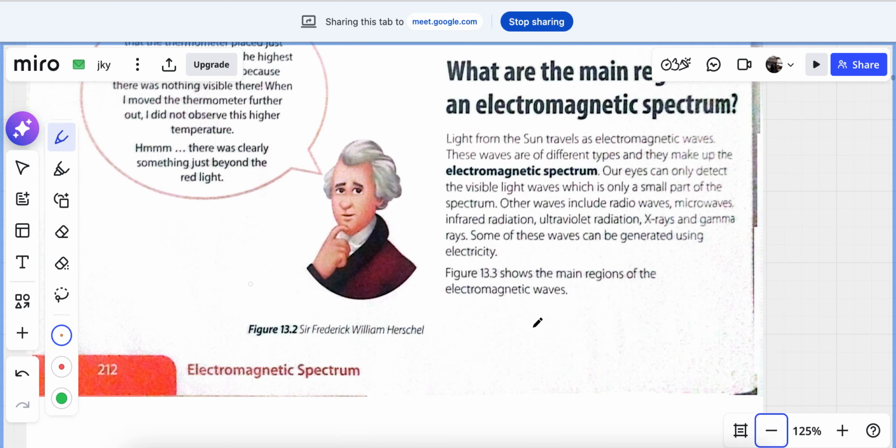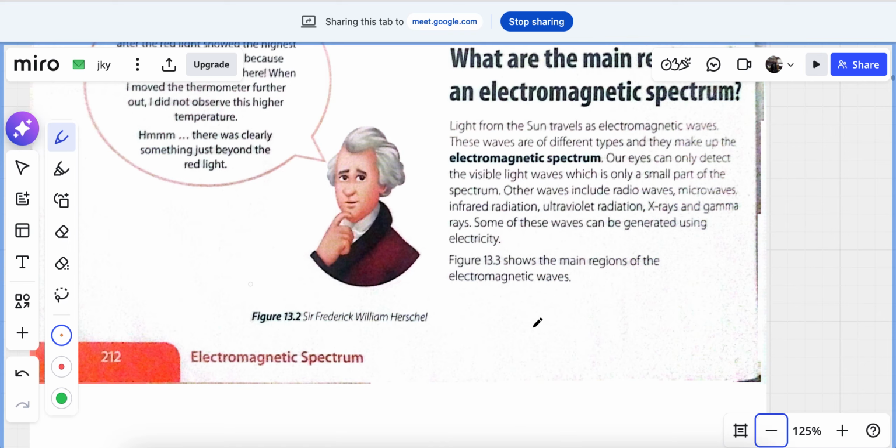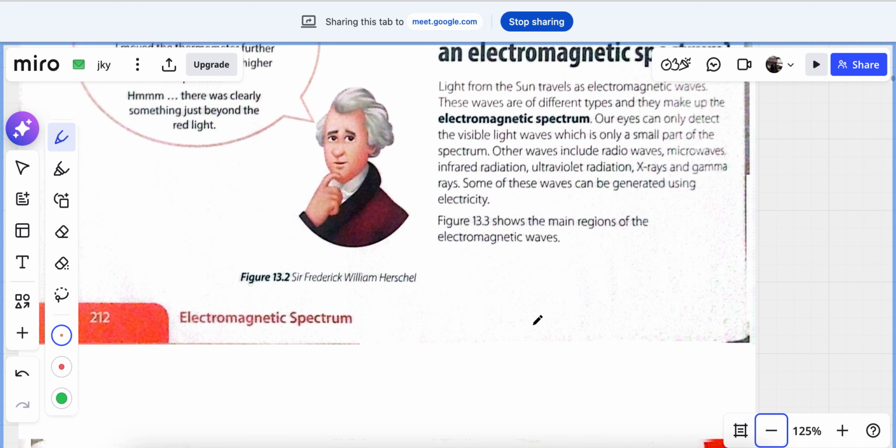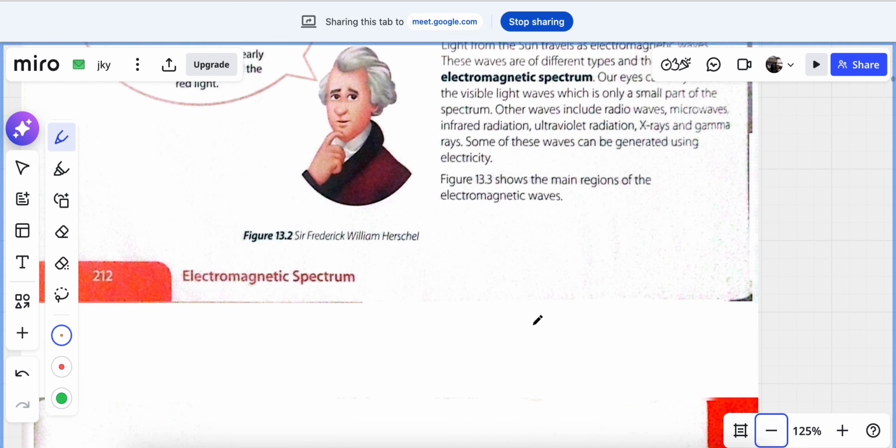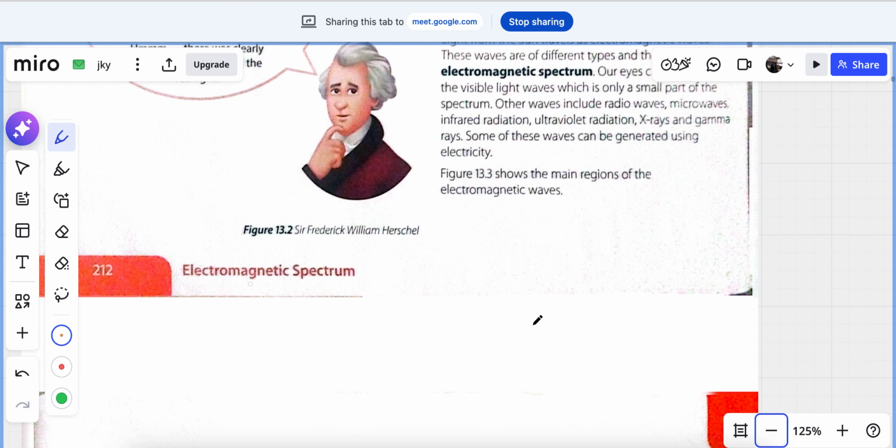The main regions. We're going to look at all the waves of the electromagnetic spectrum. Light from the sun travels as an electromagnetic wave, right? These waves are of different types and they make up the electromagnetic spectrum. But remember, our eyes can only see the visible part of it, the one we call visible light.